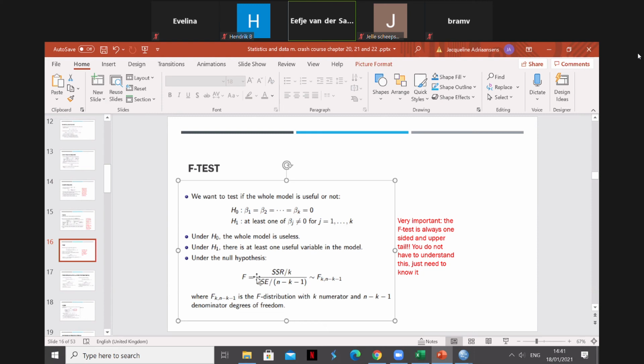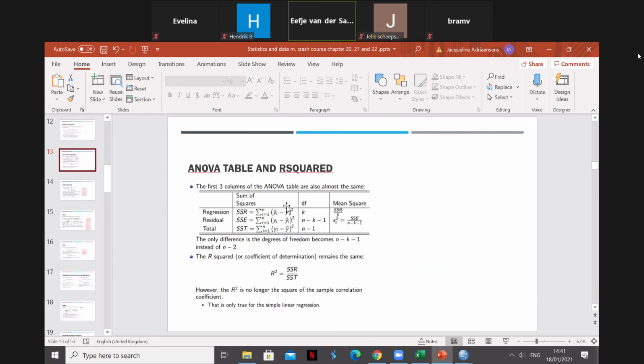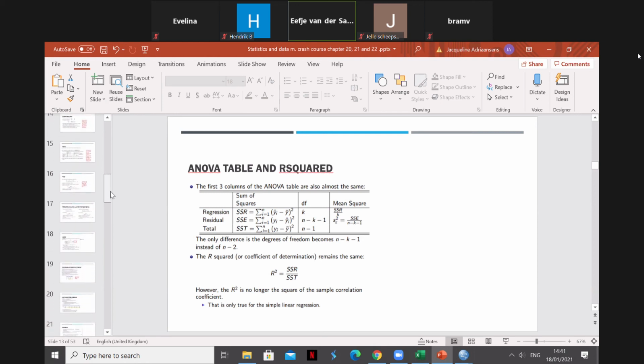Your F statistic has two types of degrees of freedom. It has K degrees of freedom. So in the table, you see SSR has K degrees of freedom, and your SST has N minus 1, and your SSE, which we need, has N minus K minus 1. So you need to know those degrees of freedom, or at least what they entail. Whether it's K, or N minus 1, or N minus K minus 1.